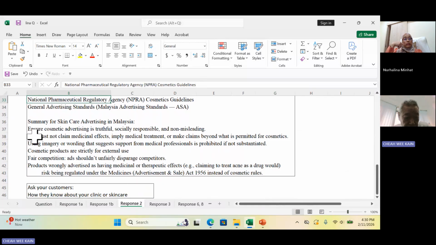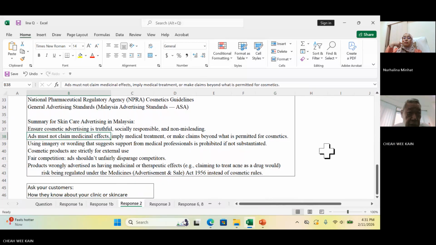Truthful. An ad must not claim medicinal effect, because when you talk about clinical services and skincare, your skincare product is not medicine. I think you know, correct? So you must not claim any medicinal effect, or imply medical treatment or make such claims. For example, let's say you're selling a cream for pimples. You should not claim that yours is a medicine. That is very important.